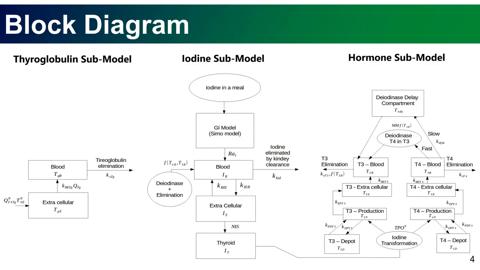The T4 in the blood compartment is converted in two ways into T3, one fast, deiodinase T4 to T3, and one slow, deiodinase delay compartment. The T3 and T4 eliminated, and the part of T4 not converted into T3 are recycled in the iodine blood block. The first submodel, the thyroglobulin, represents the thyroglobulin as a direct variation of the T4 released in the blood by means of the QT4 TGN term.